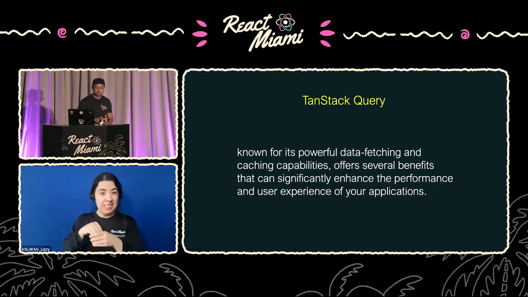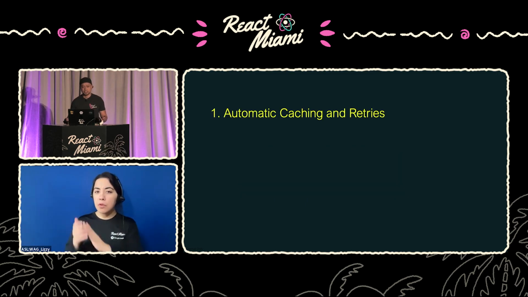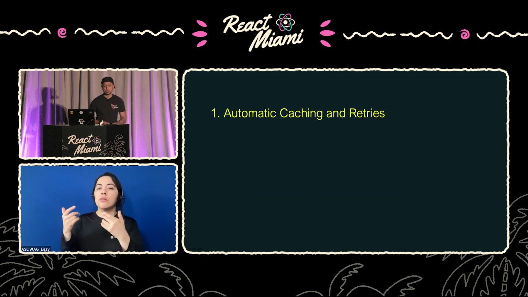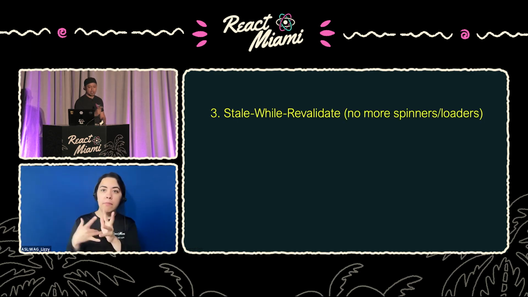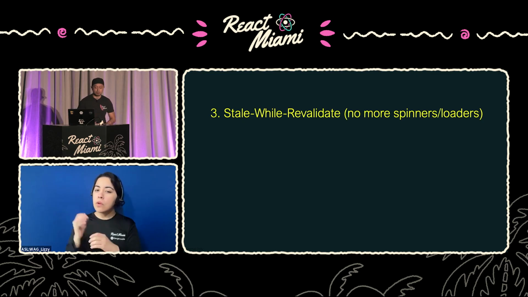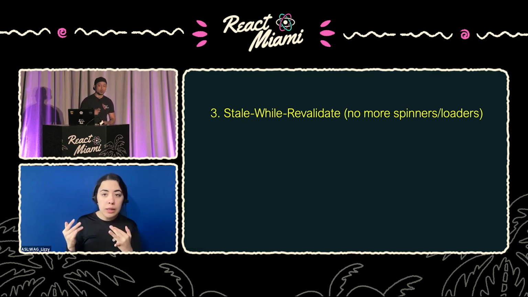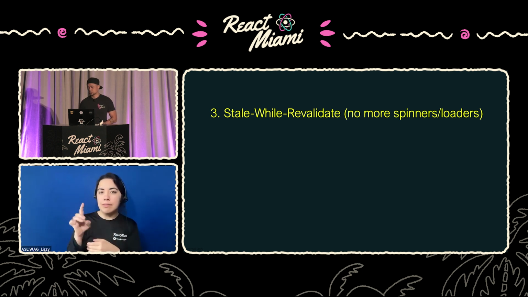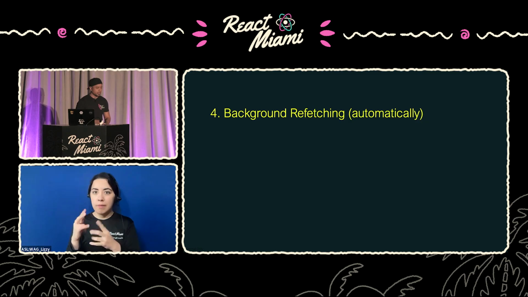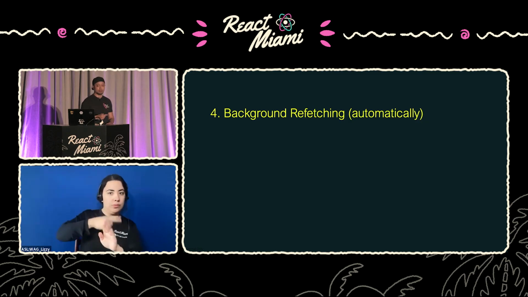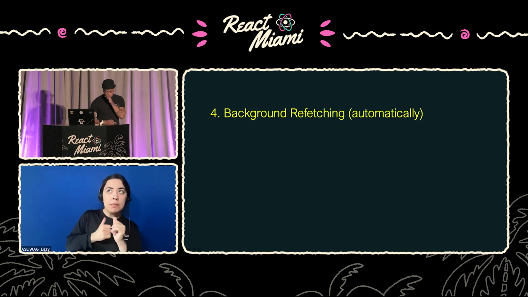Now let's take a look at several benefits. Automatic caching and retries, it's built in. Optimistic updates, you can do that. It's going to be quick. Stale while revalidate, so no more spinners or loaders. Your app states in the UI are still visible when they are not fresh, but they are being updated in the background. And you also have background refetching, which happens automatically.